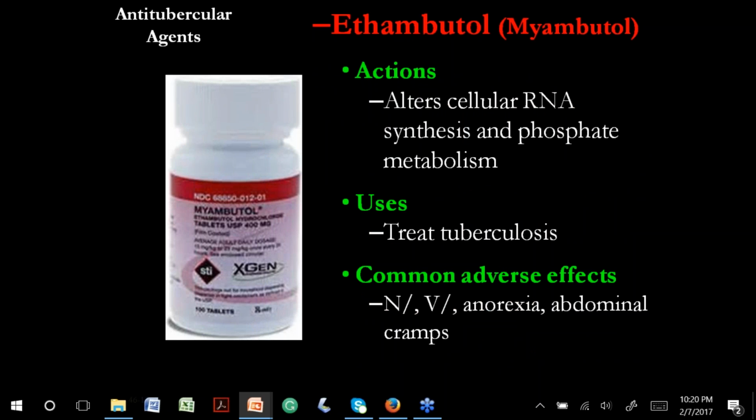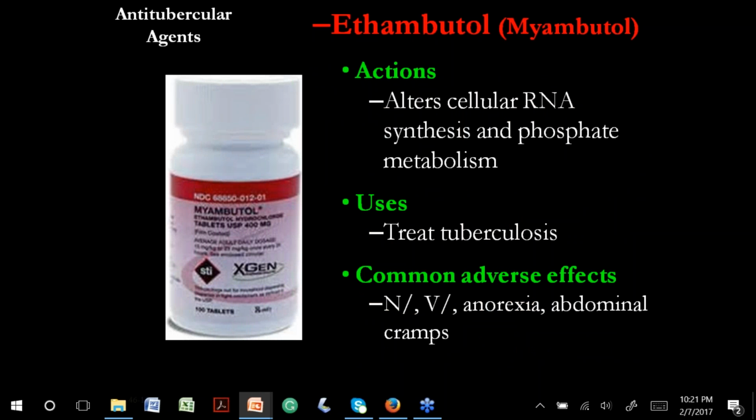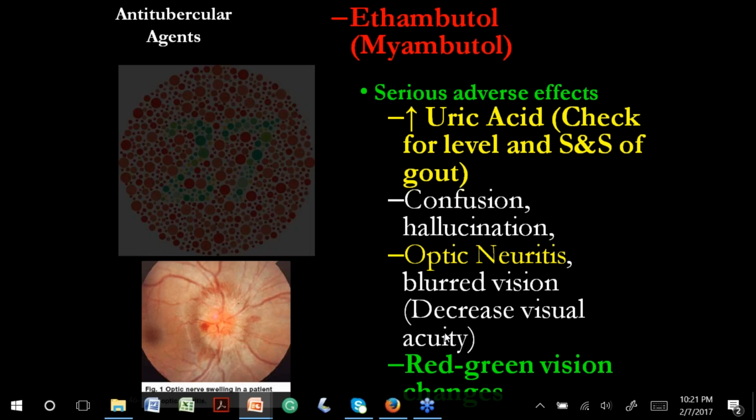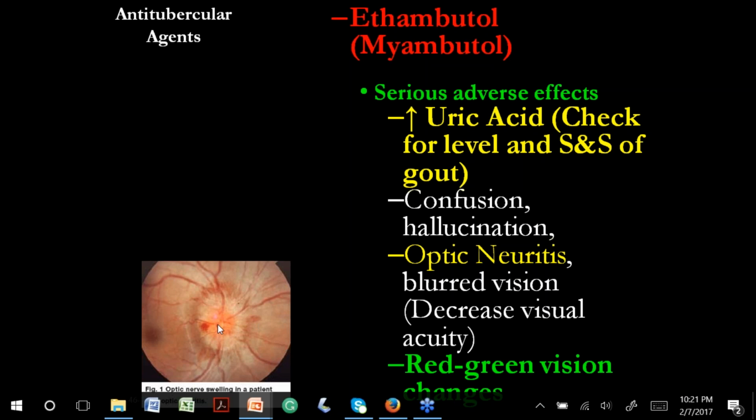Ethambutol, again, all these guys are going to be in tablets, by the way. Ethambutol is going to produce some side effects, for example decreased visual acuity, which I will put here in red. And we have optic neuritis. Here is just a fundoscopy, and this is abnormal.